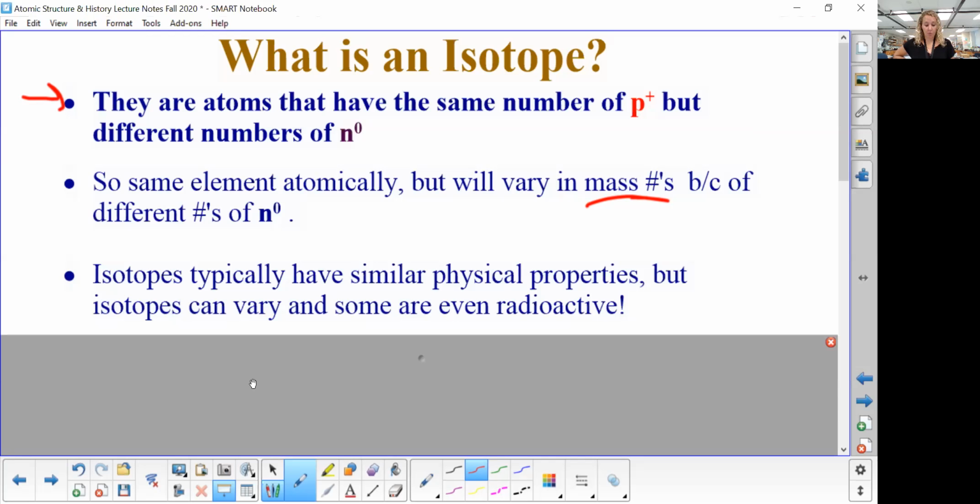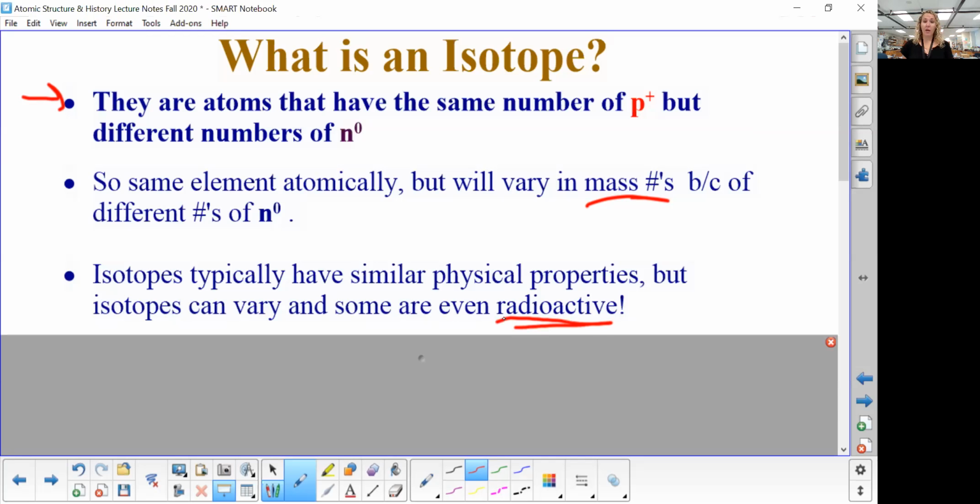But some isotopes are radioactive. So uranium is a common one. You can go and buy some isotopes of uranium on the internet, and you wouldn't be put on a watch list because they're not radioactive. But some isotopes of uranium are radioactive, and those are the ones that are used in nuclear power plants and in nuclear bombs.